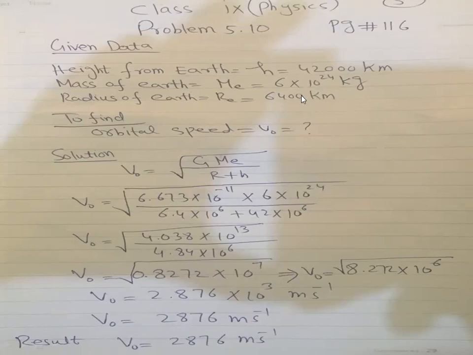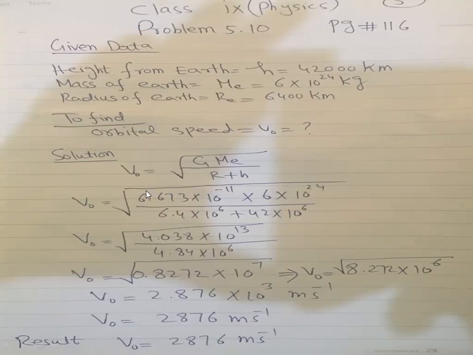How did it come? If you convert this into meters, it will be 6,400 kilometers, that is 6.4 into 10 power 3 into 10 power 3, so 10 power 6. So 6.4 into 10 power 6 plus h, which is 42,000. If you convert into meters, you will get 42 into 10 power 6. So how did I solve this?